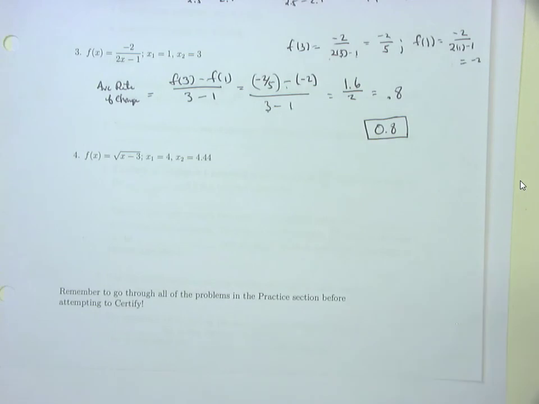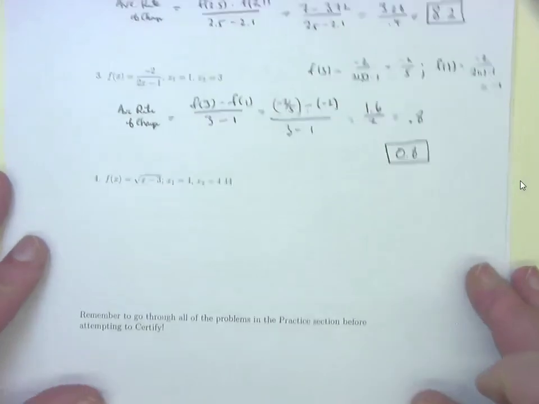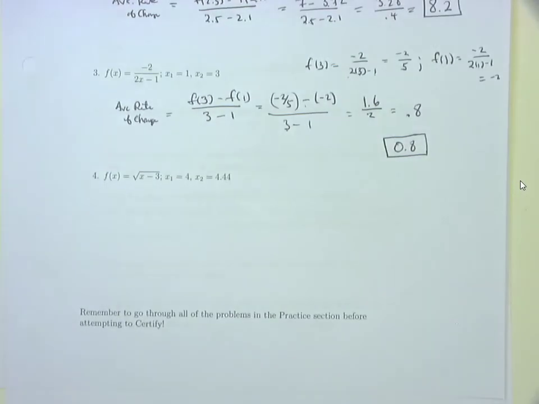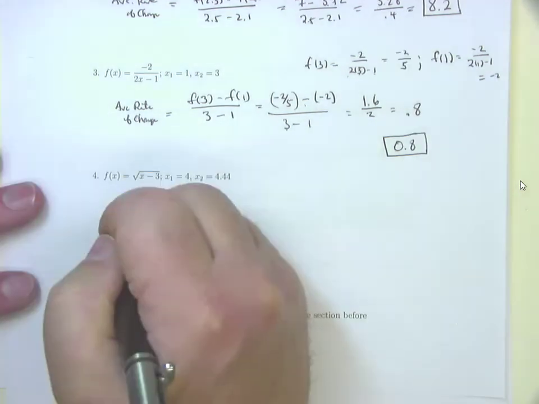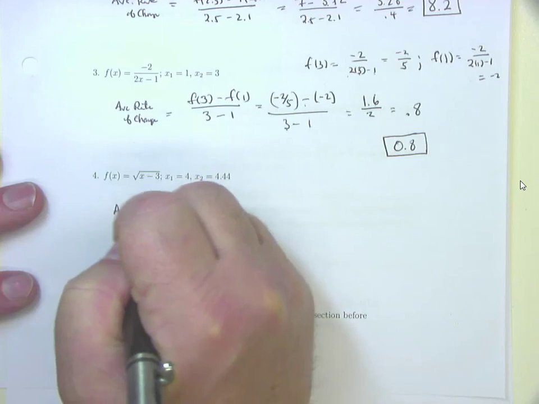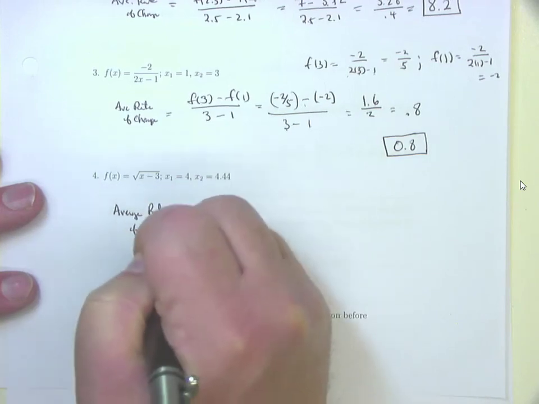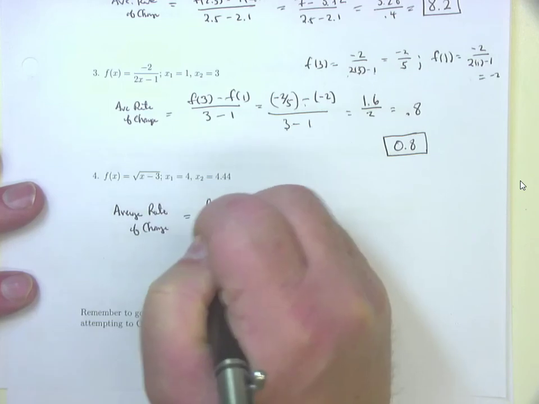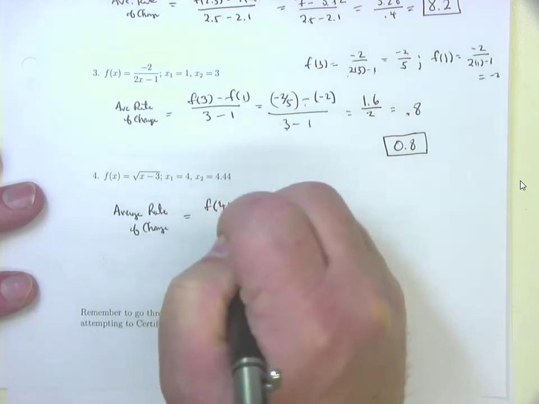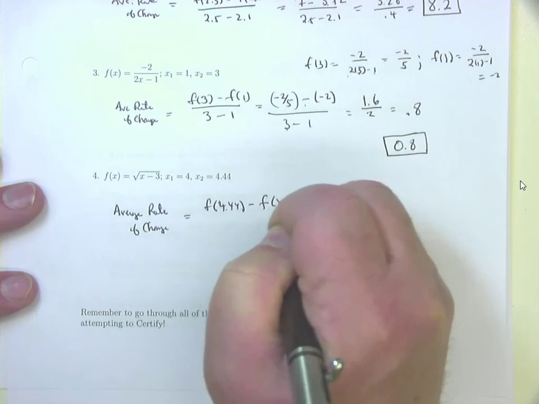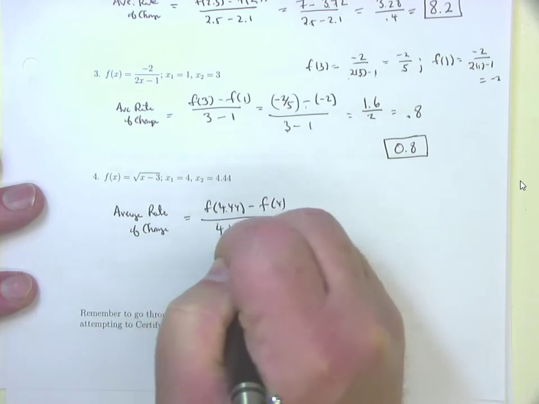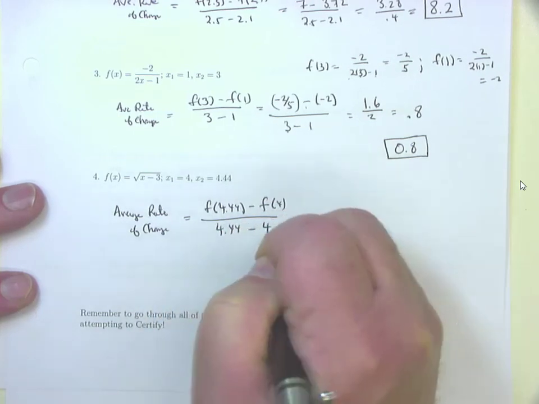And the last one is this one. f of x is equal to the square root of x minus 3. x1 is 4, x2 is 4.44. So again, calculating the average rate of change. This would be f of x2, which is 4.44, minus f of x1, which is 4, over x2, 4.44, minus x1, which is 4.